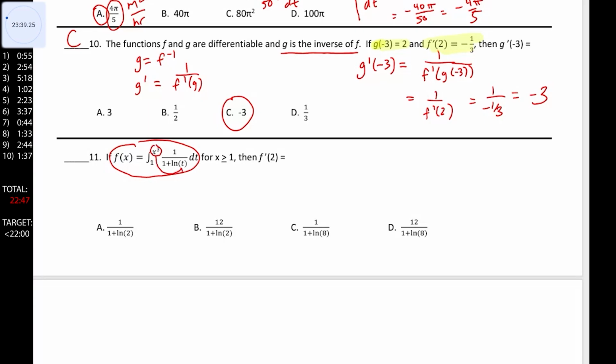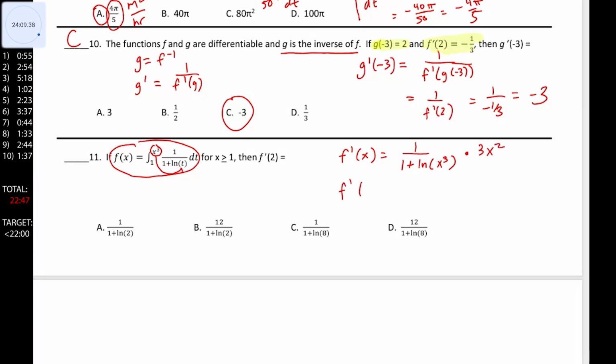So what I'm going to say is that, how do I want to write this? F prime of x is going to be, let's clean that up a little bit. F prime of x, the derivative of f, is 1 over 1 plus the natural log of x cubed times the derivative of that upper bound, which is going to be 3x squared.